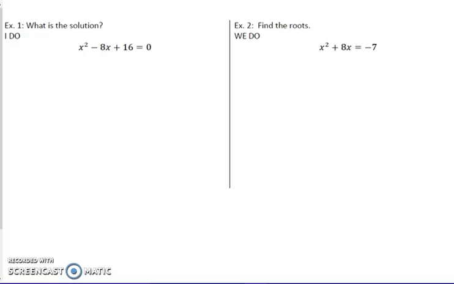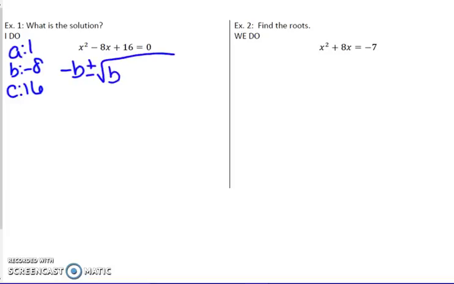So if we look at example 1, it wants to know what is the solution. It's the same thing as saying the x-intercepts, the roots, and the zeros. So it's already in the form ax squared plus bx plus c. A is 1, b is negative 8, and c is 16. Now, just so we have it on this page, I'm going to write negative b plus or minus the square root of b squared minus 4ac all over 2a.